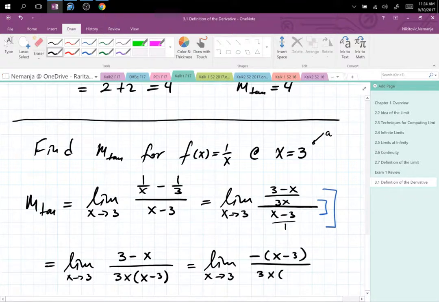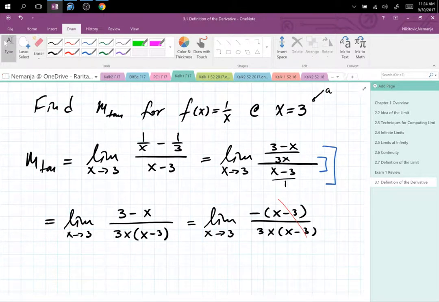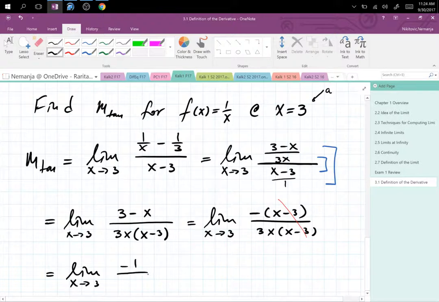So these are some algebraic manipulations that actually help you solve this. And what you have is now very simple. Limit x goes to 3, negative 1 over 3x, which is negative 1 over 9. So m tangent is negative 1 over 9. That's the slope of the tangent line.